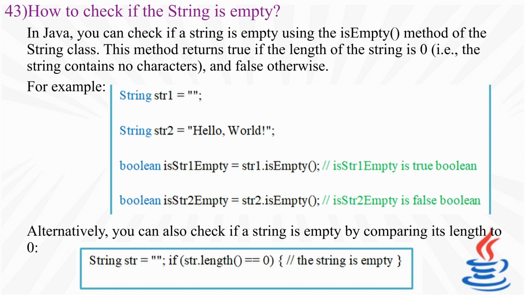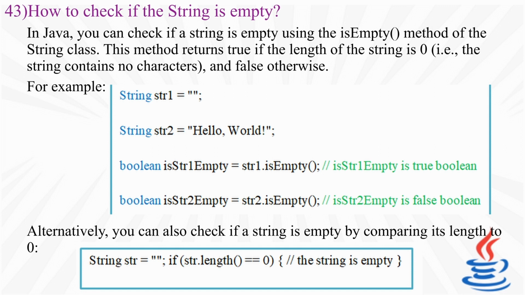Next question is how to check if the string is empty. In Java, you can check if a string is empty using the isEmpty method of the string class. This method returns true if the length of the string is 0 and false otherwise. In this example, str1 is an empty string and str2 is a non-empty string. We use the isEmpty method to check if each string is empty or not and store the result in isStr1Empty and isStr2Empty respectively.